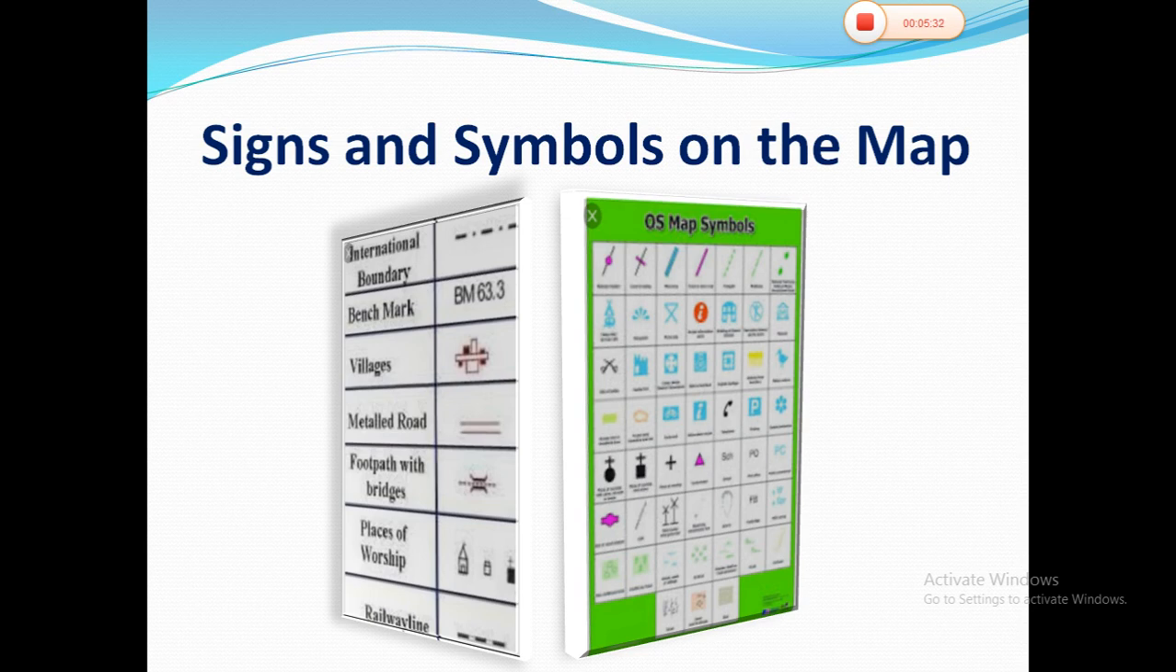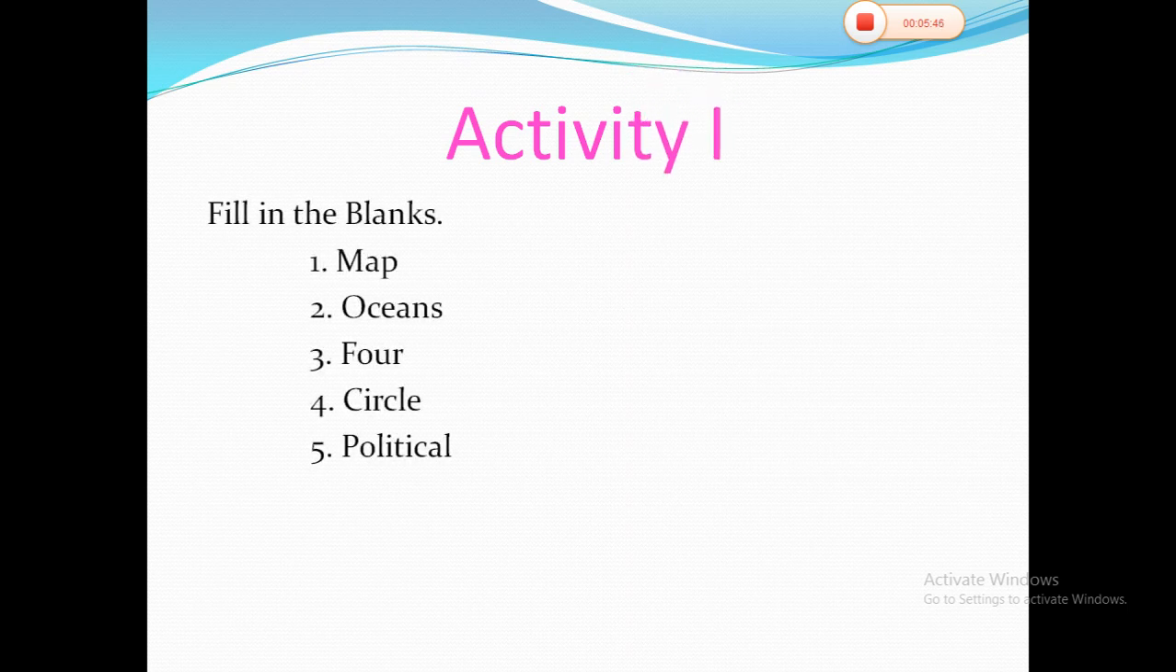As you understood the lesson, I am going ahead with the activities. Take page number 158. Activity 1. Choose the correct answer from the brackets and fill in the blanks. You can fill in the blanks by using a pencil in your textbook. The drawing of the earth on a flat surface is called a map. Blue color used on the map shows oceans.